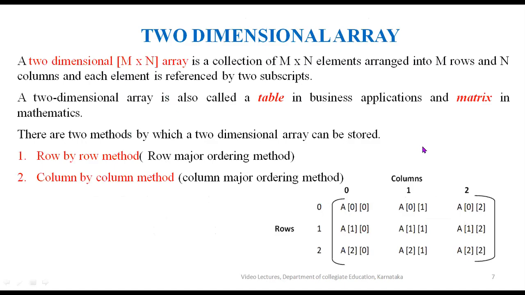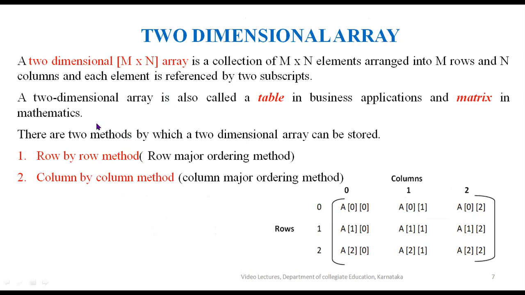Two-dimensional array. A two-dimensional array is a collection of m into n elements arranged in the form of m rows and n columns, and the elements will be referenced by using two subscripts. A two-dimensional array is also called a table in business applications like DBMS and matrix in mathematics.